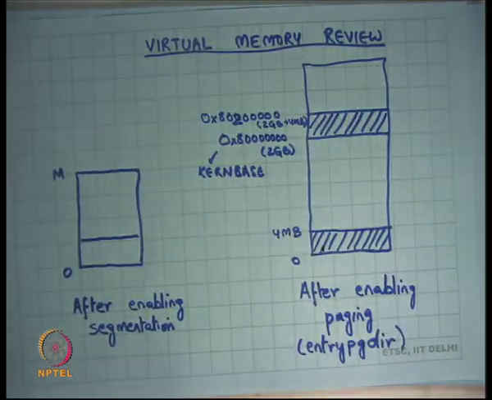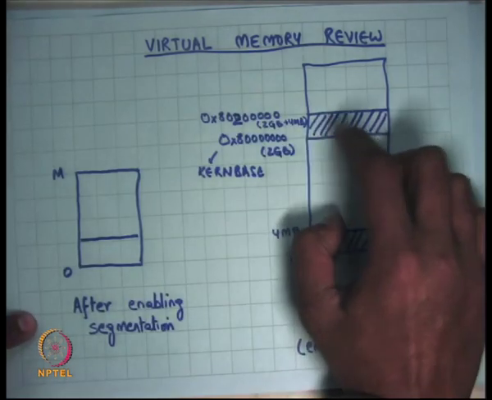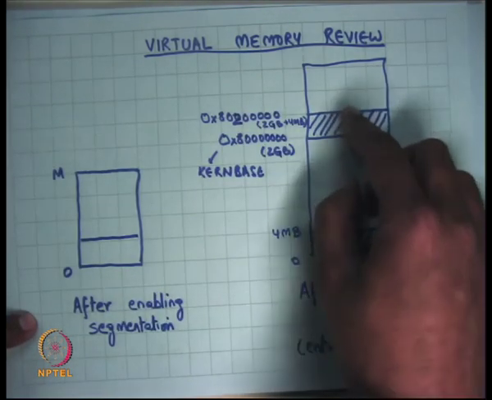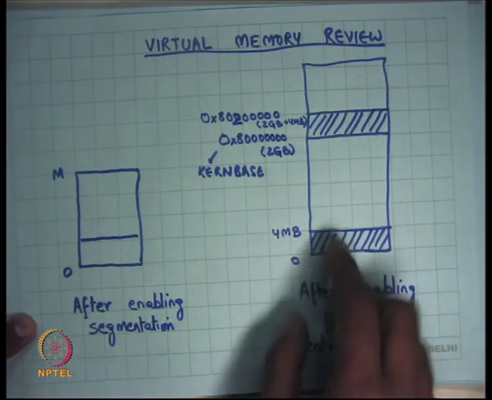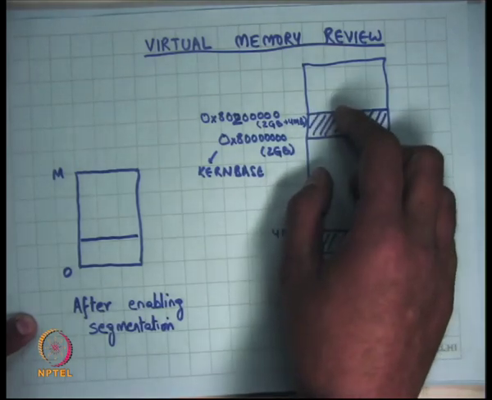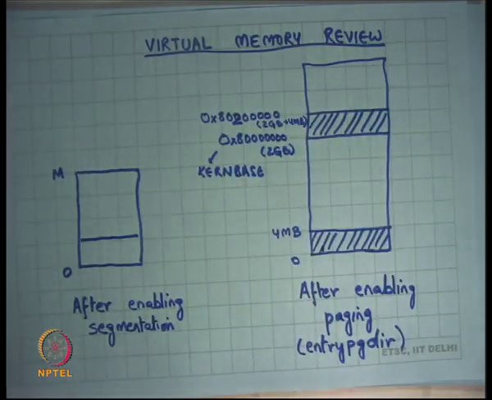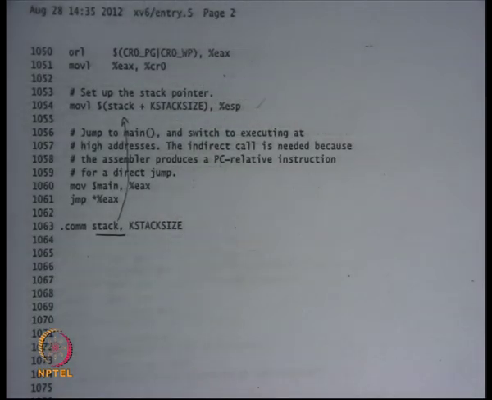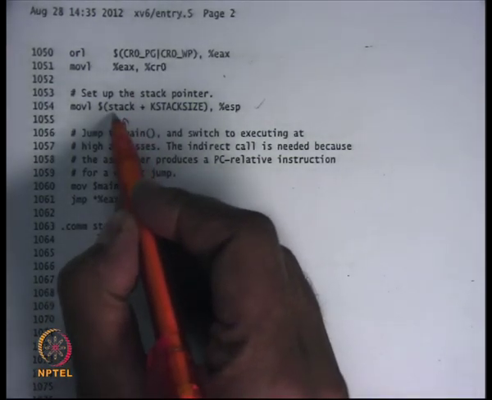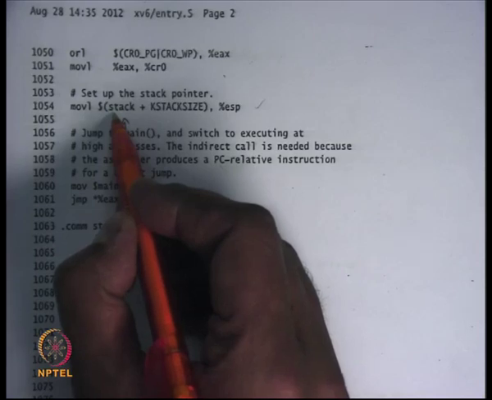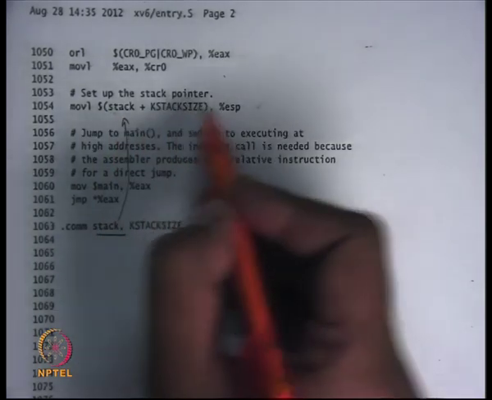Recall that all the symbols in the kernel have values which are in this range, so I shouldn't be dereferencing any symbol from here. There are some symbols, like a region that's allocated as stack. So let's look at the entry.S file, on sheet 10. There is this instruction which is loading the value stack plus KSTACKSIZE into ESP.